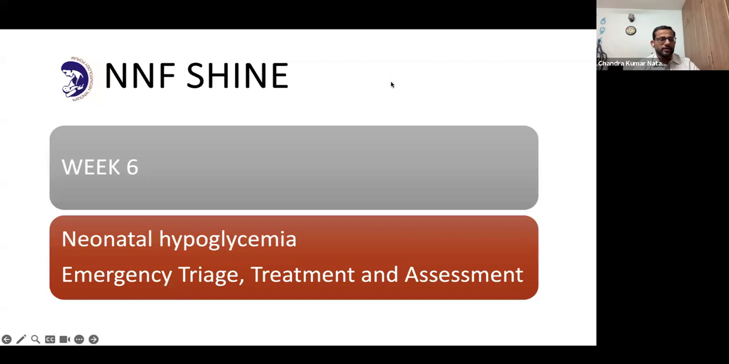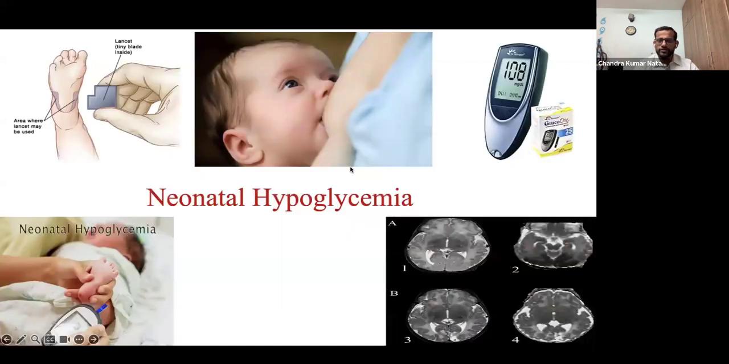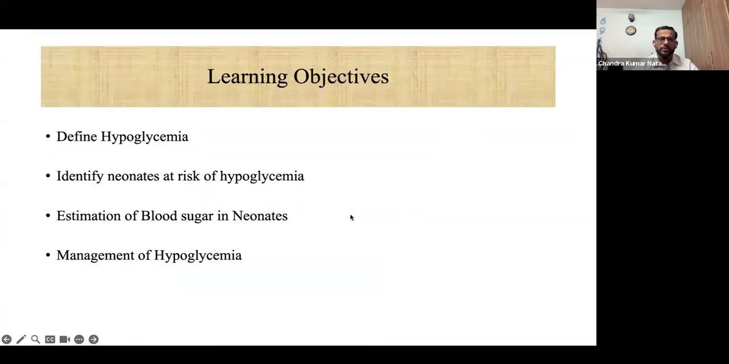Good evening everyone. In this module of NNF Shine on week 6, we would be discussing neonatal hypoglycemia, and also the second part of the lecture would be on emergency triage treatment and assessment, otherwise called ETAT. So all of you know that neonatal hypoglycemia is one of the common transient metabolic problems which happens in newborns, and there may be a lot of underlying causes.